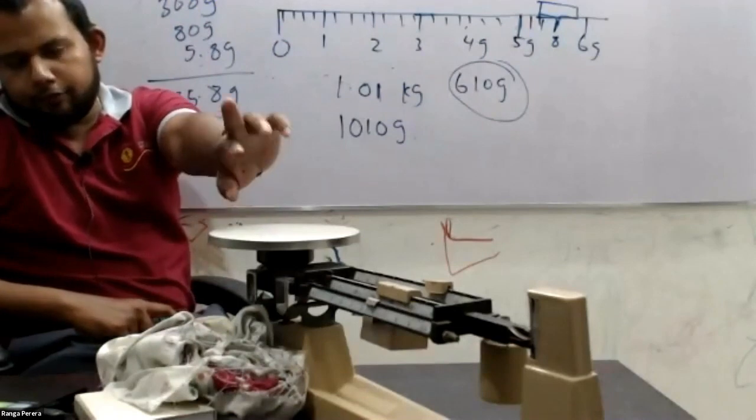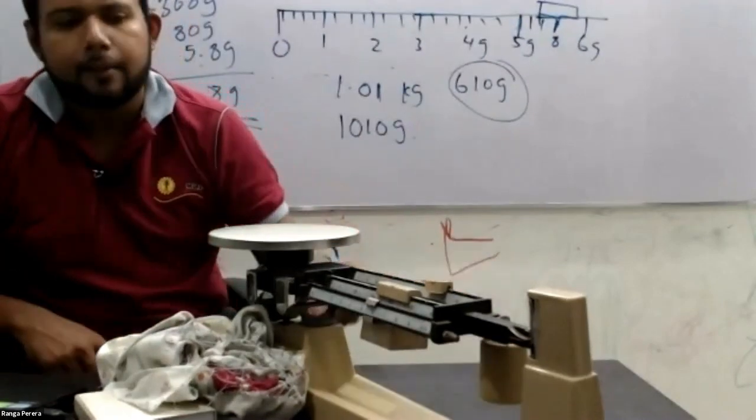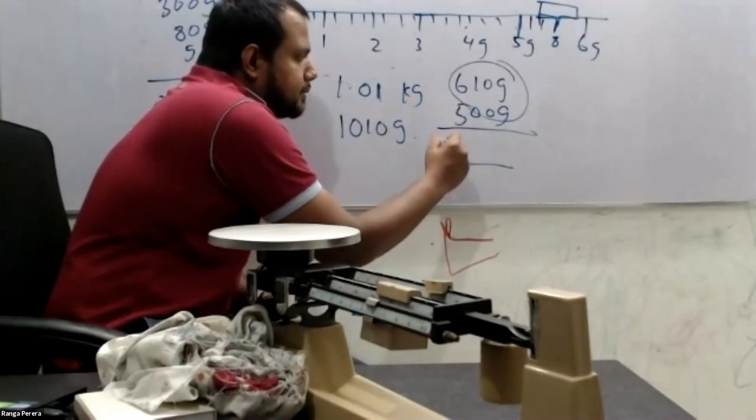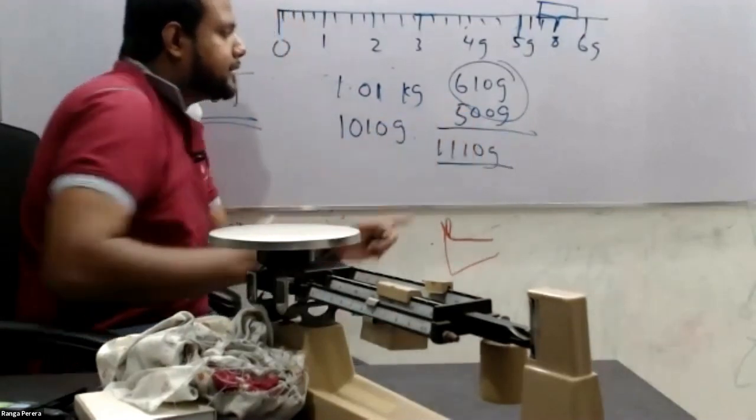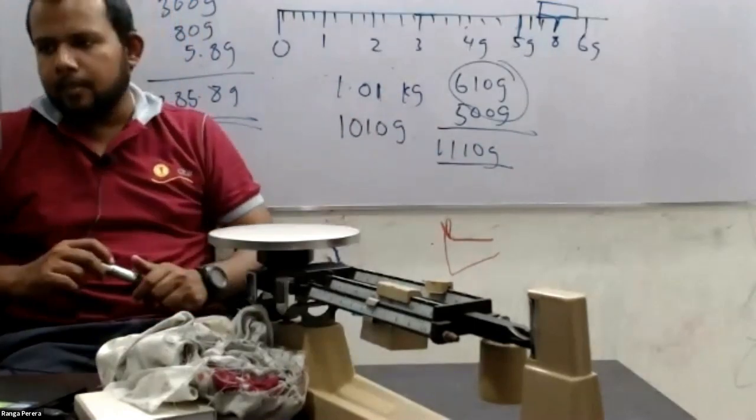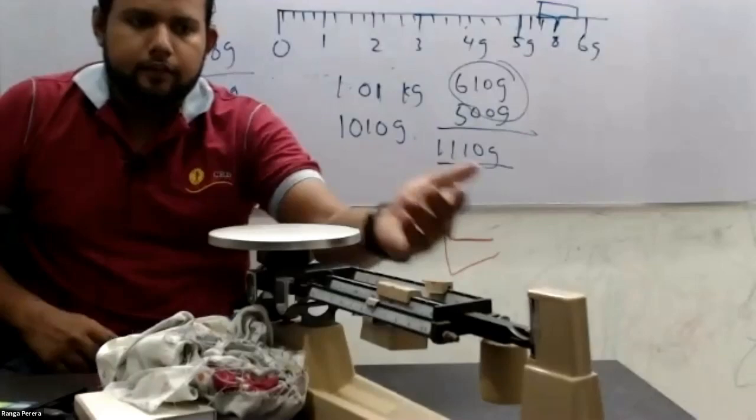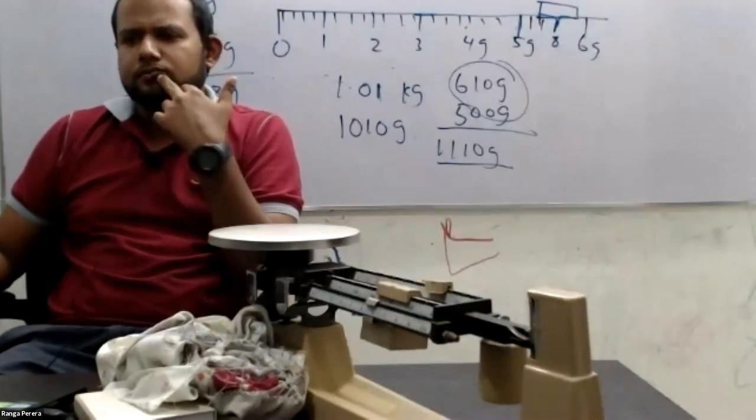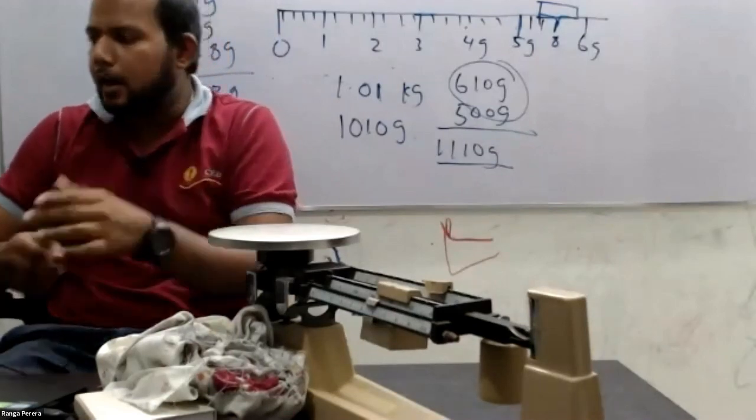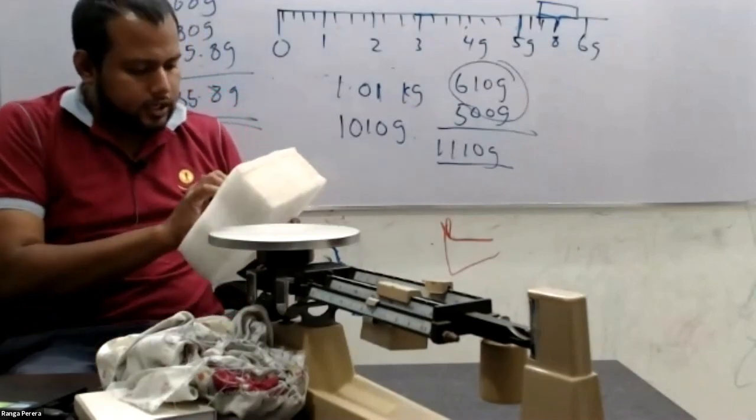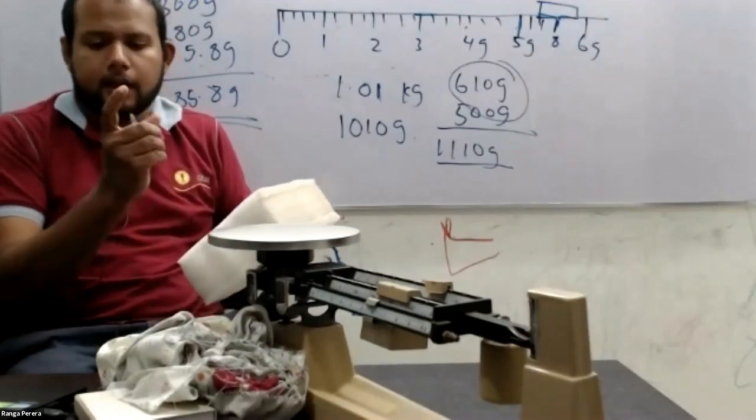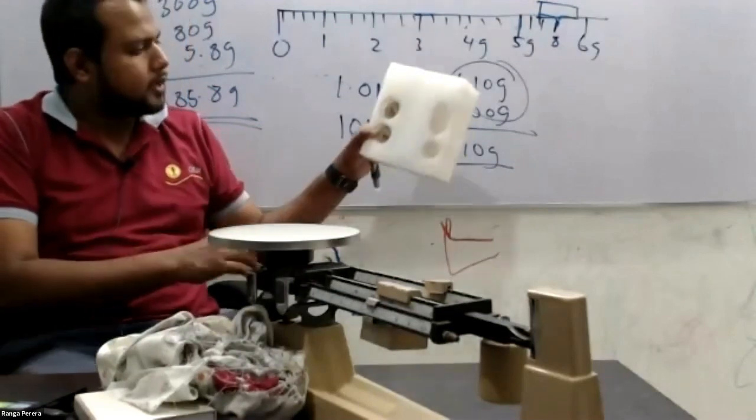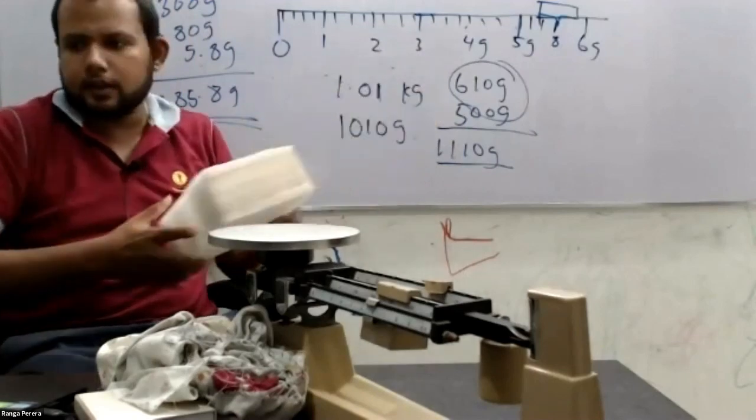But if you place a mass like 500 gram at the beginning, this increases by 500 gram. Now the maximum mass we can measure is 1110 gram. Now you can measure this one. You can even place another 500 gram and measure that. Like that, you can go to 2.5 kg, no issue. I even have another mass here, 295 grams. There are three masses inside there. We have another one.